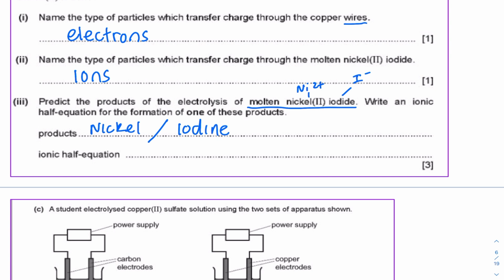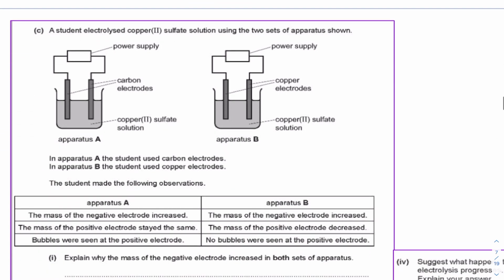An ionic half equation, well, you can choose which one. If you were choosing the nickel, it would be Ni2+, which would have to gain 2 electrons and make nickel metal. Or if you were writing for the iodine, you would write I minus makes I2, so you'd need 2 I minus and would give out 2 electrons. Either one would get you the mark. You don't have to write both.